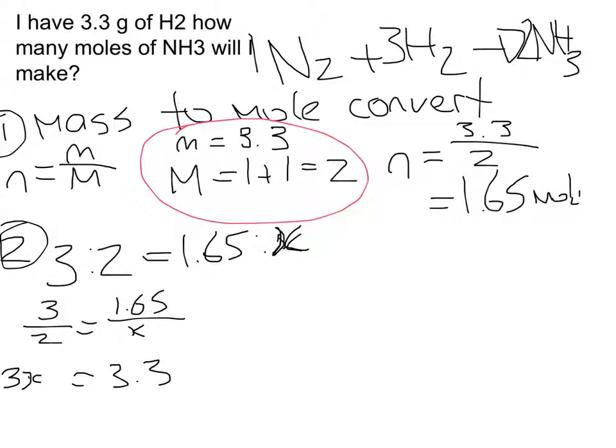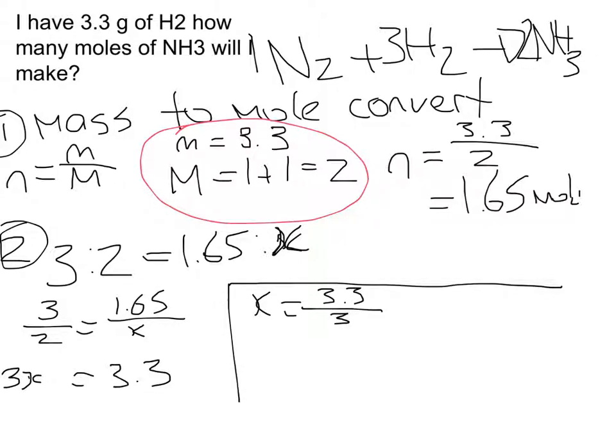Cross multiply it out. 3x equals 2 times 1.65, which is 3.3. And I'm running out of space, so I'm going to do the rest of it over here. So x equals 3.3 divided by 3, which is 1.1. Let's just double check that. 3 is to 2, 1.65 is to 1.1. That sounds about right. Let's write in our answer. I will make 1.1 moles of NH3. So we've fully completed the answer to this question.